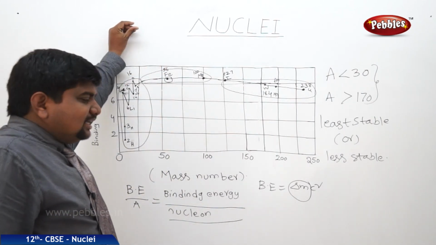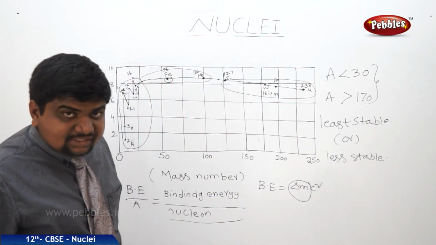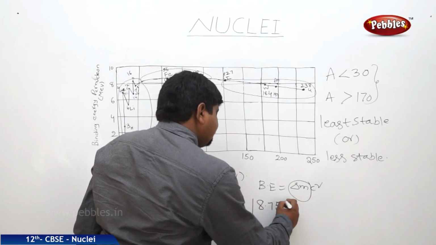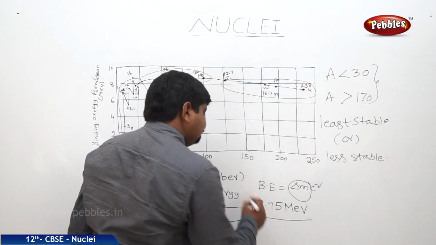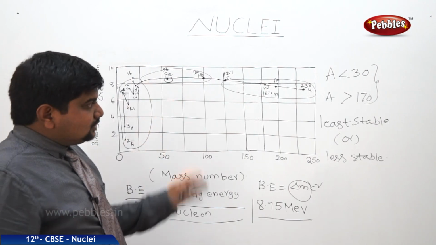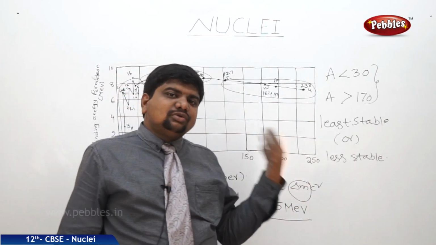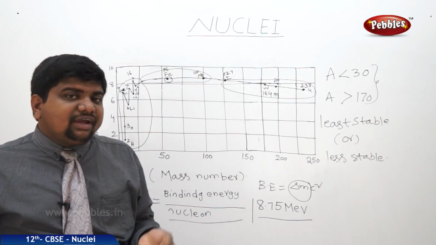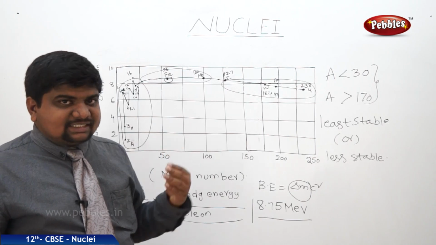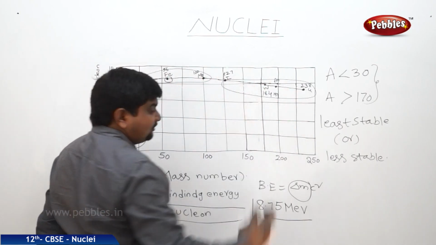Which element has the maximum binding energy per nucleon according to the graph? Iron. Its binding energy per nucleon is approximately 8.75 MeV, which is the largest, the strongest among all the nuclides. Whenever the mass number crosses 240, mostly in the category of radioactive elements, the binding energy is not able to increase to a greater extent. It becomes the least, and we can see the large variation in the graph shape also.